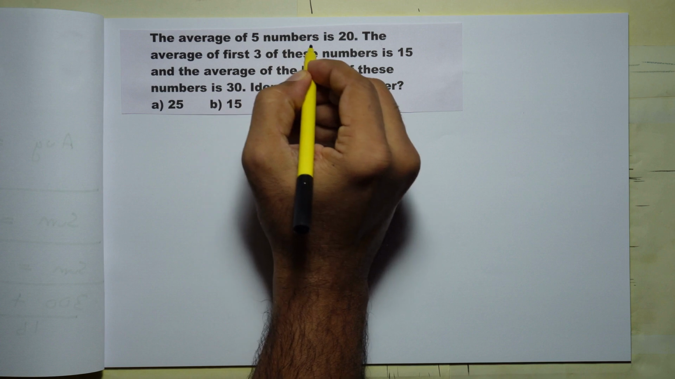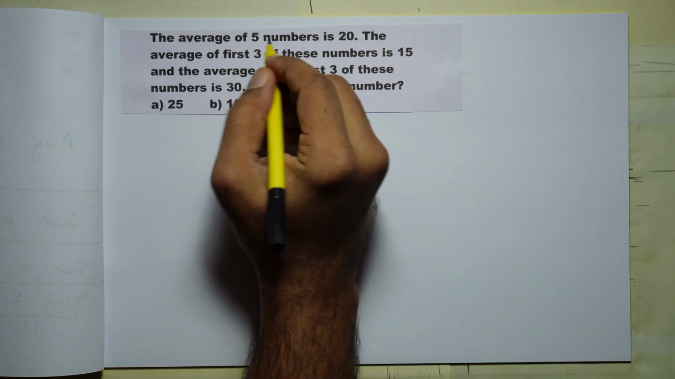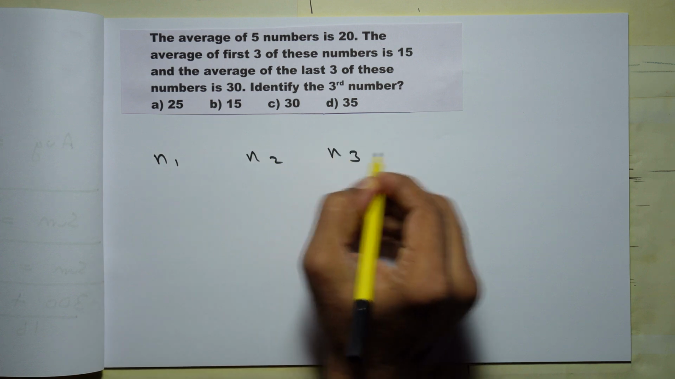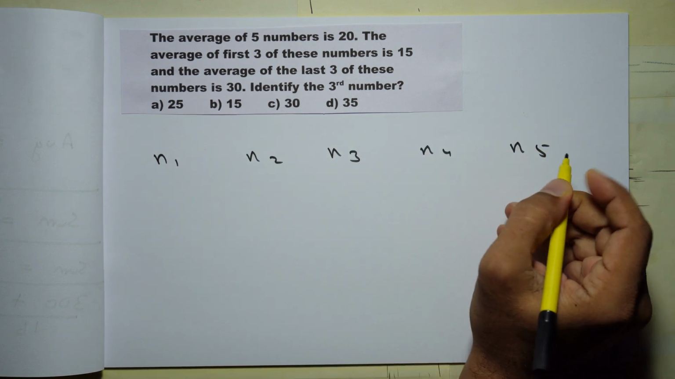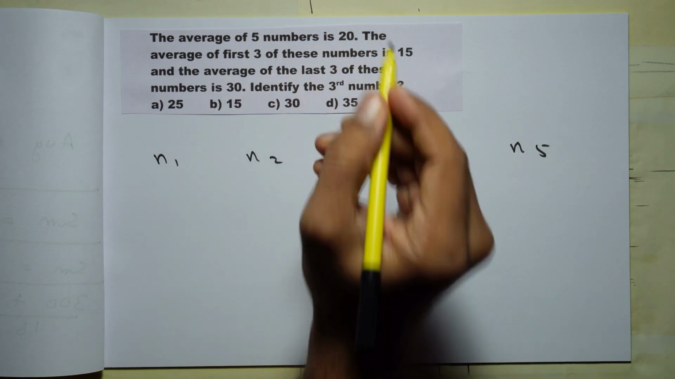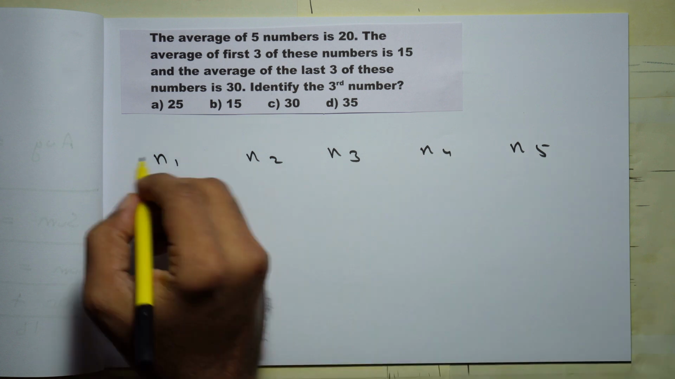The average of 5 numbers is 20. So 5 numbers are there. I'll just represent them as N1, N2, N3, N4 and N5. So these are the 5 numbers. Their average is 20. So first of all, we'll calculate their total sum.